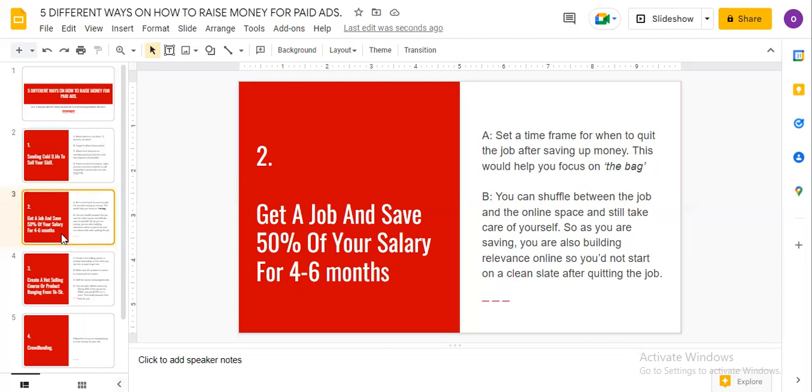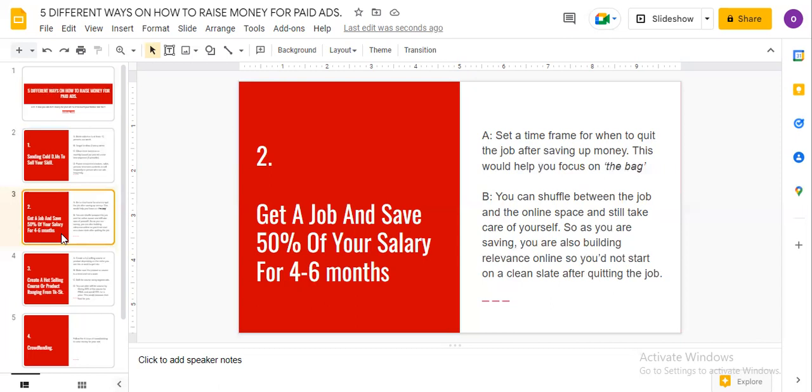Now, while doing this, you can shuffle between the job and the online space and still take care of yourself. So just like when I was going to the office, I was going to the office by 6 a.m. and then I was closing by 4 p.m., 5 p.m. latest. So when I closed by 5 p.m., I walk down to my house, or I board the bus and I get home by 6:37. So I rest till 9 p.m. and I do my online stuff till 12 a.m. And then I sleep and then go to the job the next day. So I was shuffling between my online space and my offline job.